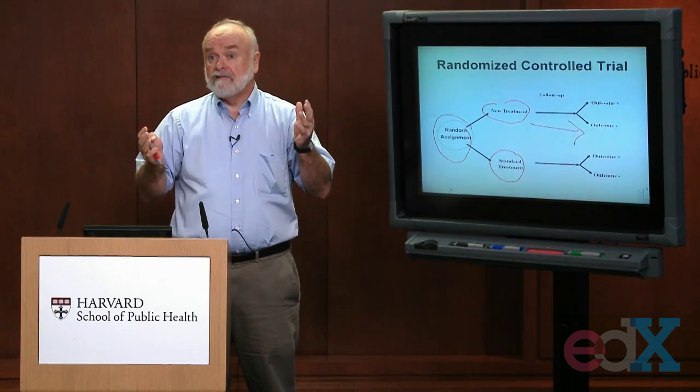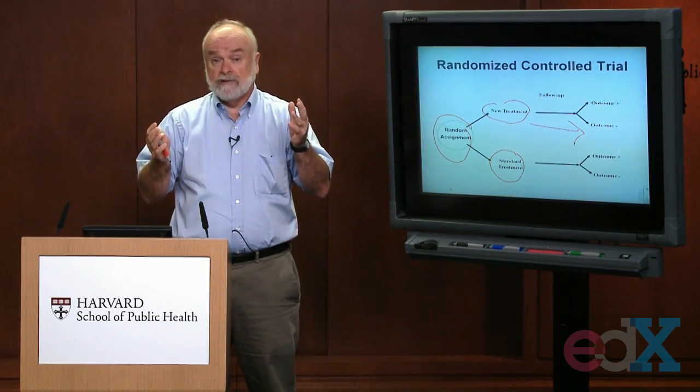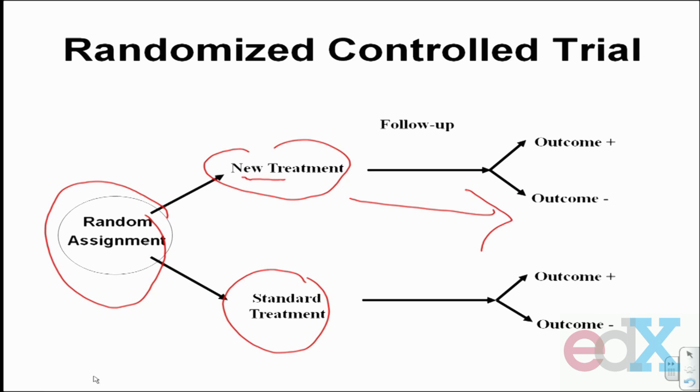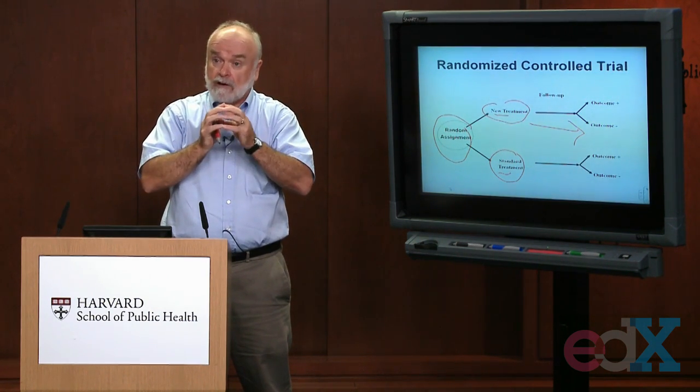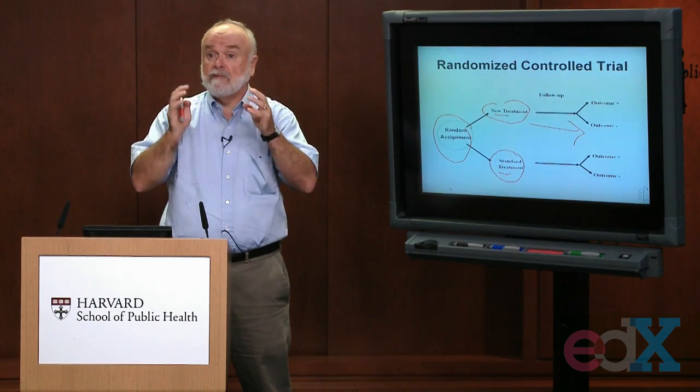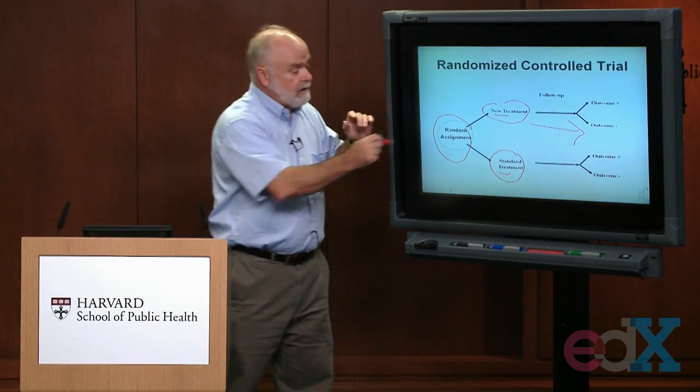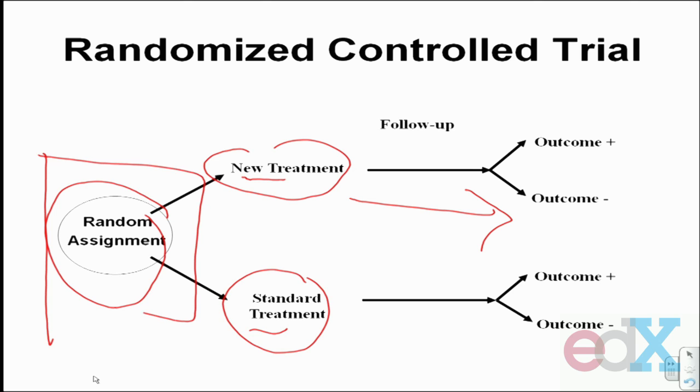It enrolls people at risk of developing disease, classifies them as exposed or non-exposed, in this case new treatment versus standard of care, follows them forwards in time, and records outcomes. What's the distinguishing feature of the randomized trial that makes it a special type of cohort study? It's the assignment, the randomization.